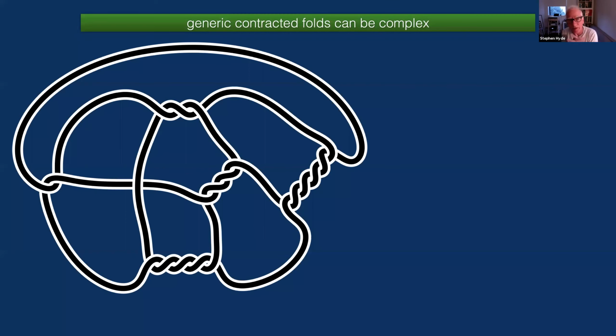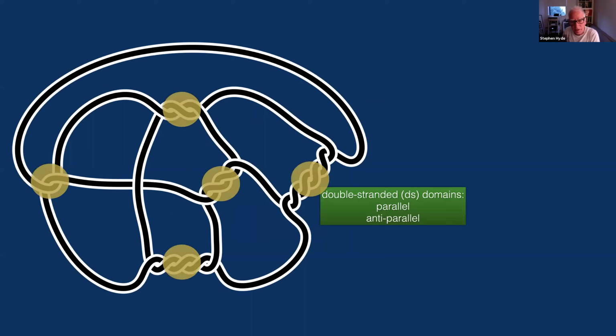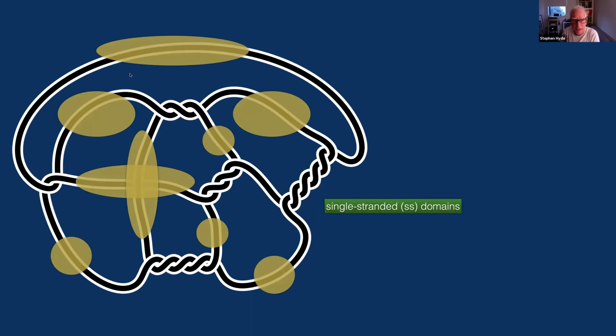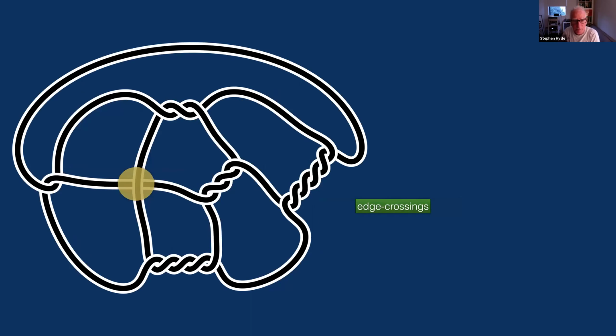So now let's try and look at these folds. Theoretically, any contracted fold can be very complex. So it might have junctions. So this would be a junction in here where we've got double helix, double helix, double helix meeting at a junction. It's going to have double-stranded domains, which are just the duplexes. And in this case, they could be parallel or anti-parallel. It's going to have single-stranded domains where there's no duplexing. And it's going to have also, in general, edge crossings, where there's no duplexing here. It's just forced by the graph combinatorics.